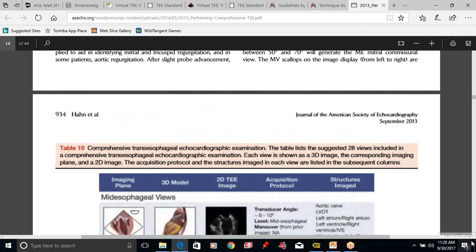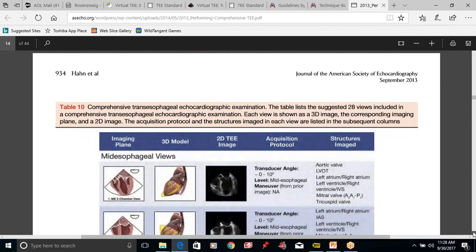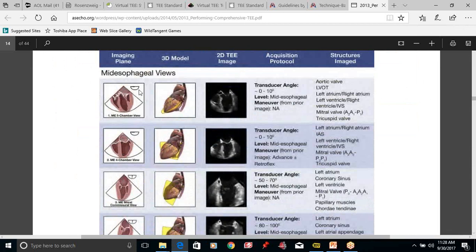All right, so mid-esophageal level. Mid-esophageal level is right there. You get a sort of 4 or 5 chamber view of the heart: the left atrium, left ventricle. In this view, you can see the left ventricular outflow tract, the left atrium, the left ventricle, and a portion of the right ventricle and the ventricular septum.